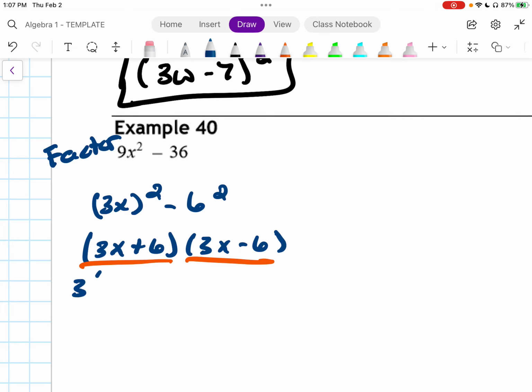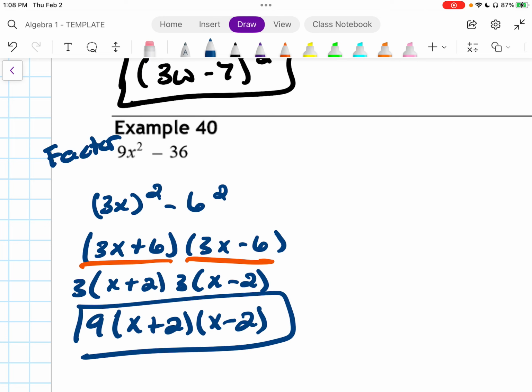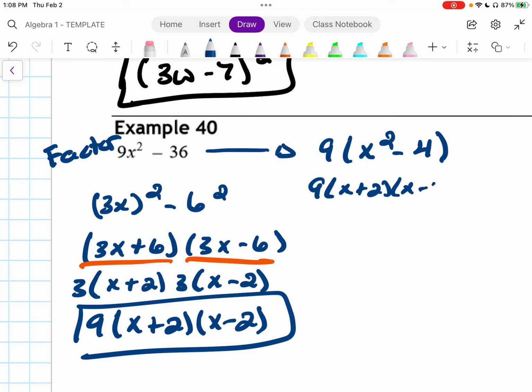So I'm going to say, well, this is 3, and then x plus 2. Then our second one is a 3, x minus 2. The 3's can multiply together and be out front, and it's going to be 9, x plus 2, x minus 2. There's that. And actually, looking back up top, had I noticed this, I could have pulled a 9, and then we'd have x squared minus 4. And that would be 9, x plus 2, x minus 2. So we could have done that as well.